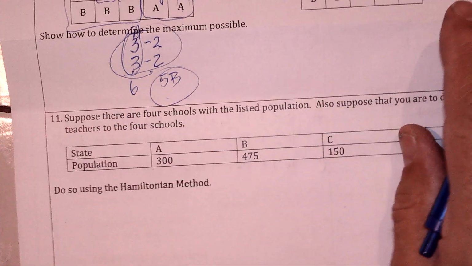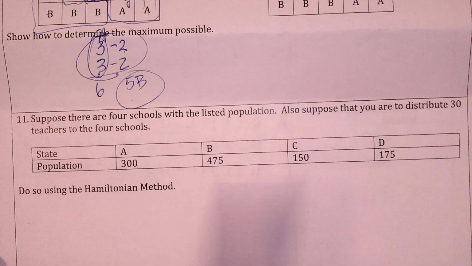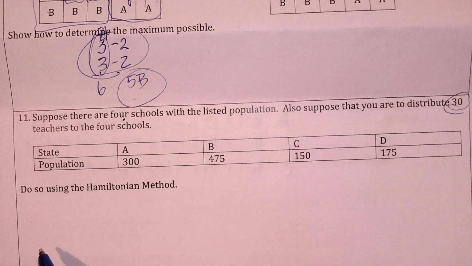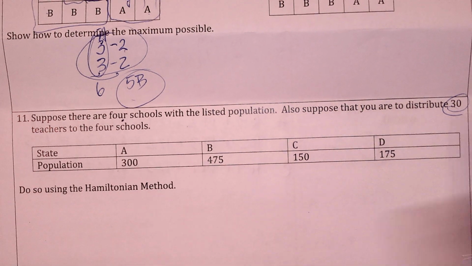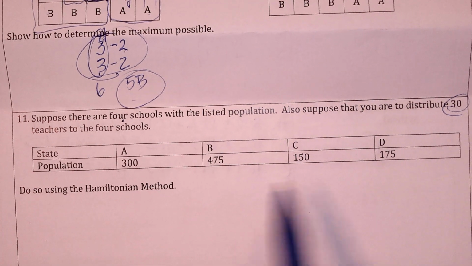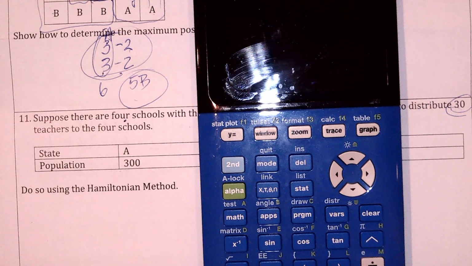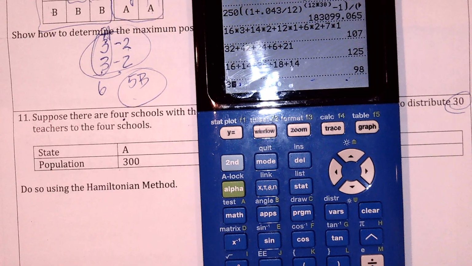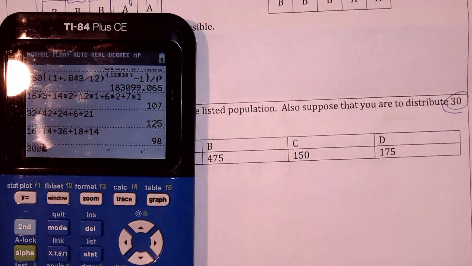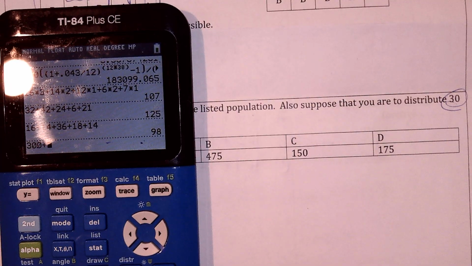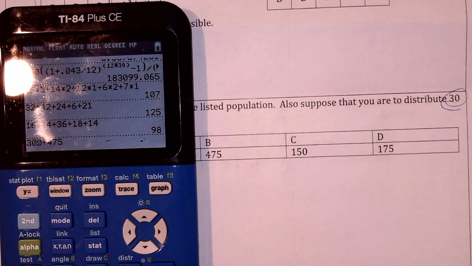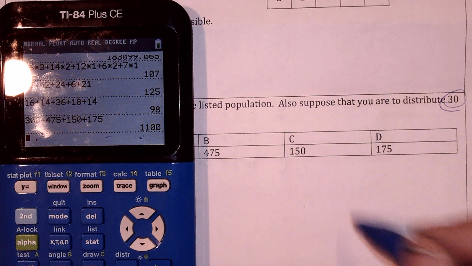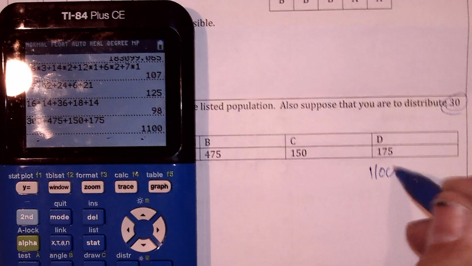And finally, 4 schools, 30 teachers. And how many students? Let's figure that out. 300 plus 475 plus 150 plus 175. There's 1,100 students.